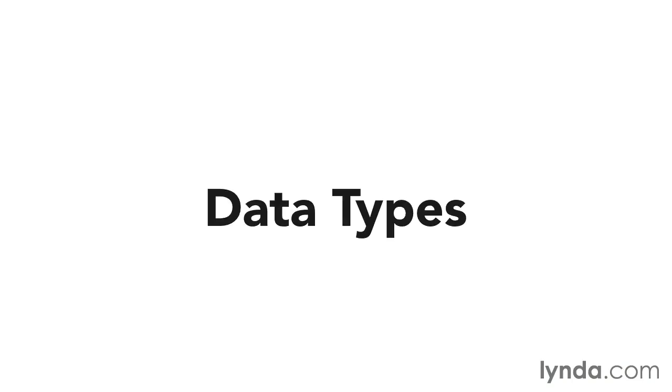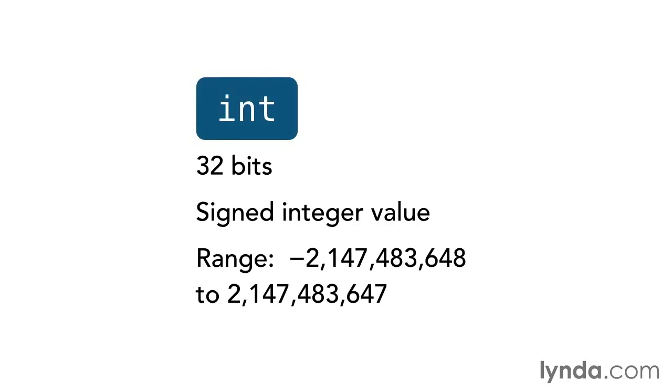C++ is a strongly typed language. This means that every value has a specific type. The meaning of a value is determined by its type. A data type determines both the size and the interpretation of a value.